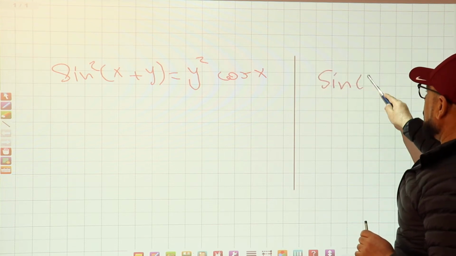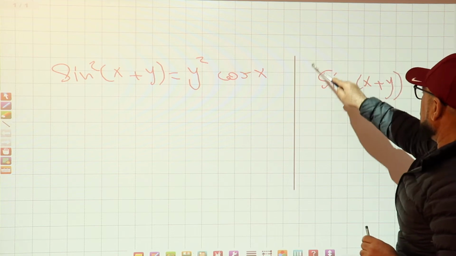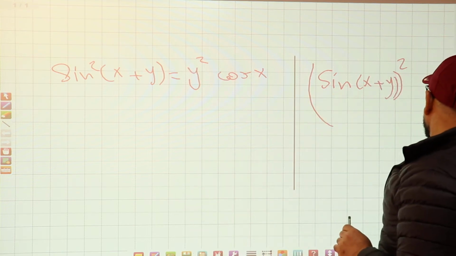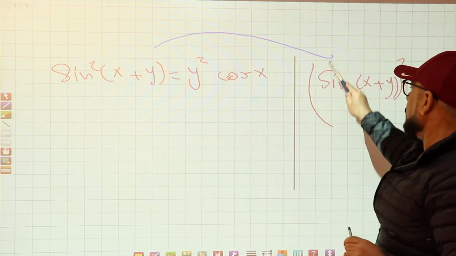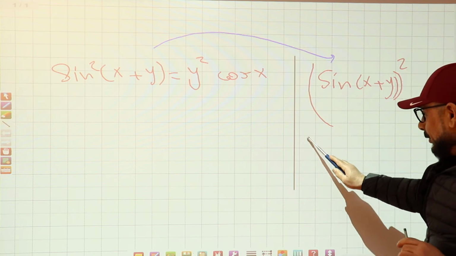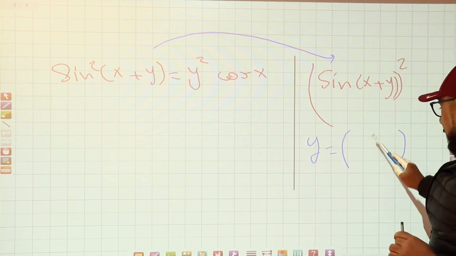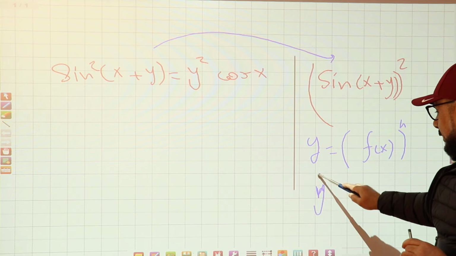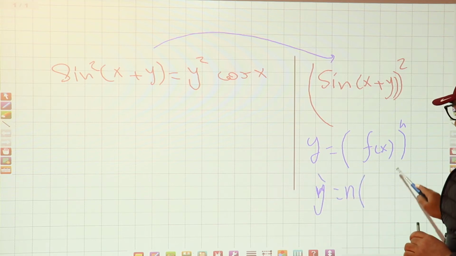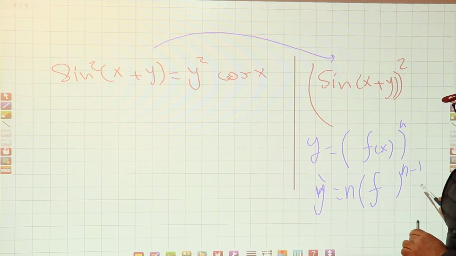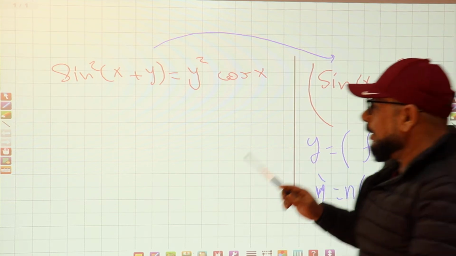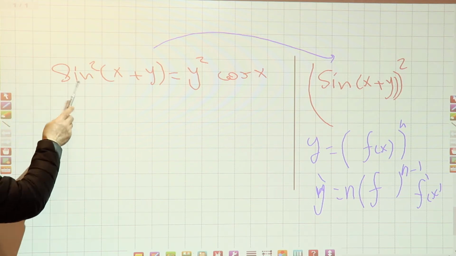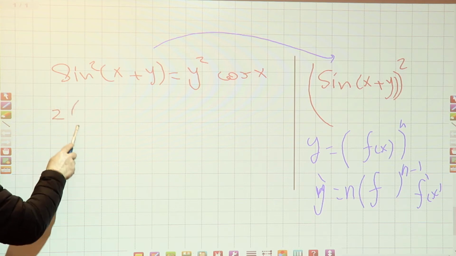Also I'm going to give you a rule that you need all the time: the derivative of f of x to the power n is n times f of x to the power n minus 1, times f prime of x. Then I'm going to start solving this problem. This is a long one. This is going to be 2 sine.